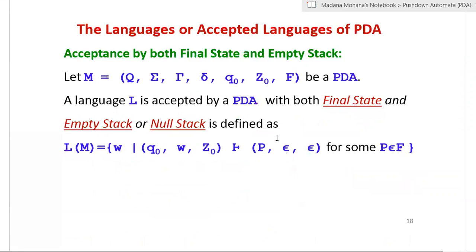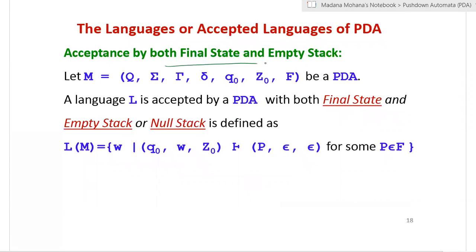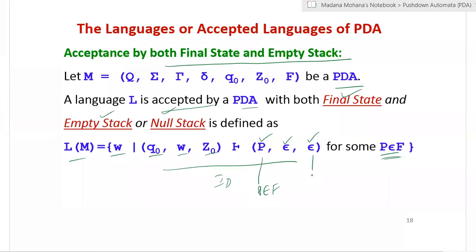Now the combination of both: acceptance by both final state and empty stack. That means both conditions need to be satisfied. Here let M equal to (Q, Sigma, Tau, delta, q naught, Z naught, F) be a PDA. A language L is accepted by PDA with both final state and empty stack, or null stack. See, both conditions are satisfied. L of M equal to the set of w such that the ID (q naught, w, Z naught) leads to (P, epsilon, epsilon): the input is empty, the stack is empty, for some P belongs to F. So P belongs to the final states and the stack is empty or null. Then you can say both conditions are satisfied. In this case, we can say the language or string is accepted by PDA with both the final state and empty stack.